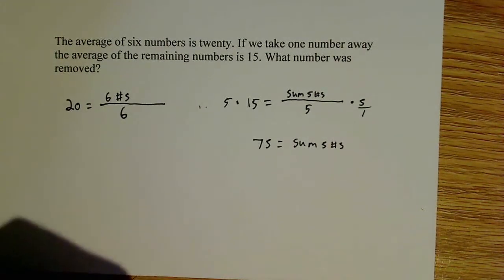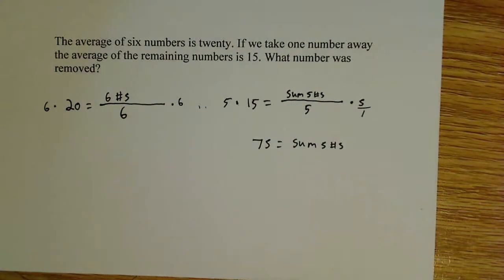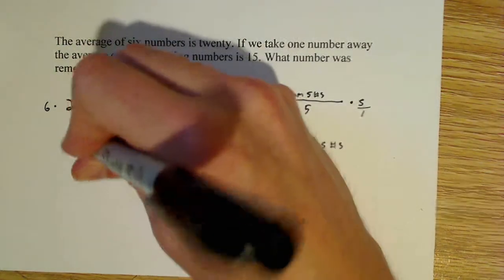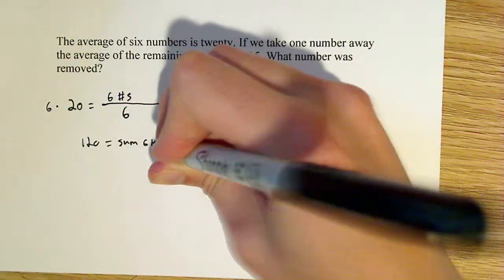Okay? And over here I'm going to do the same thing. So I'm going to multiply both of these by 6. Okay, so 20 times 6 is 120. So 120 is equal to the sum of the 6 numbers. Okay?